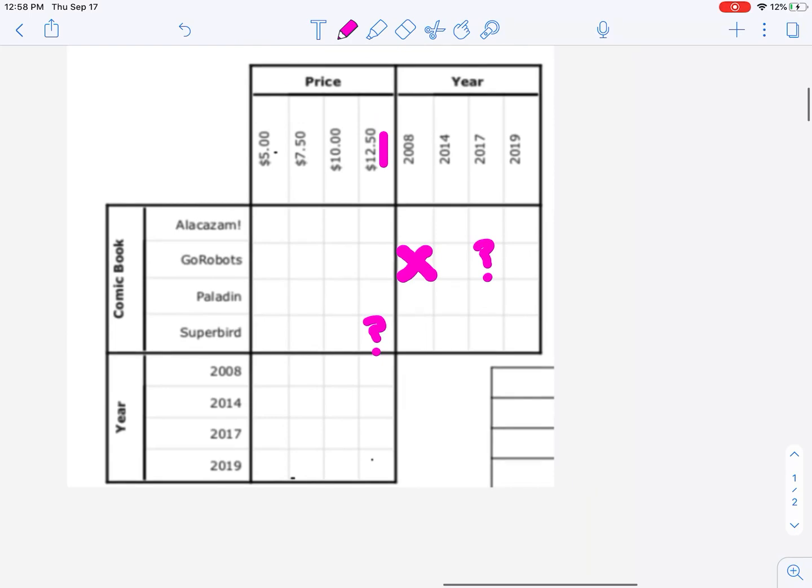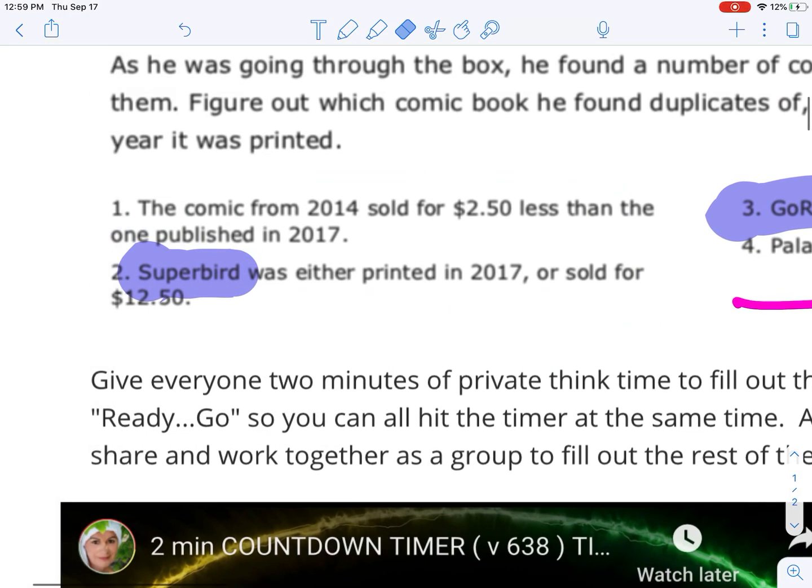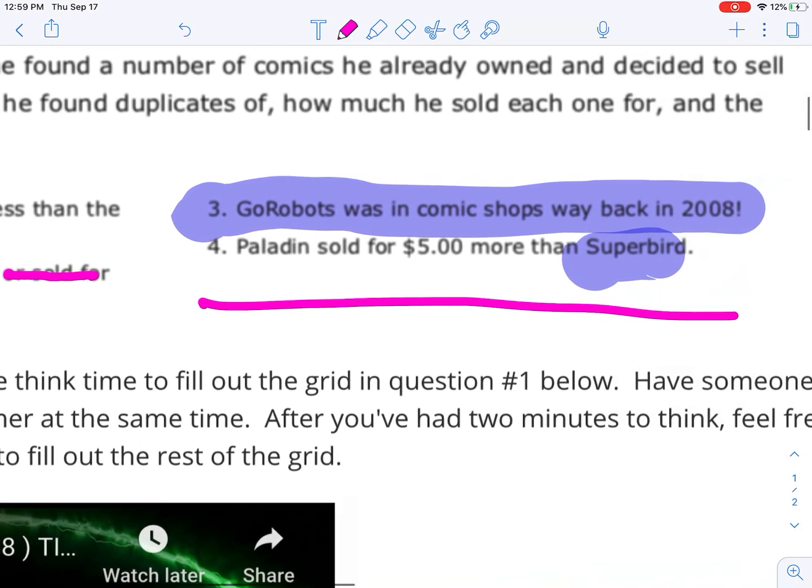So if Superbird, this is the tricky part, if Superbird was $12.50, Paladin would have to be $5 more than that. $5 more than $12.50 is $17.50. So we ask ourselves, can Paladin be $17.50? It can't, because $17.50 isn't an option. All right, the most expensive one is $12.50. So we know that Superbird is not $12.50, and the part that was true about it, because remember it said Superbird is either printed in 2017 or is $12.50, we now know this is false, okay, and that Superbird is 2017.